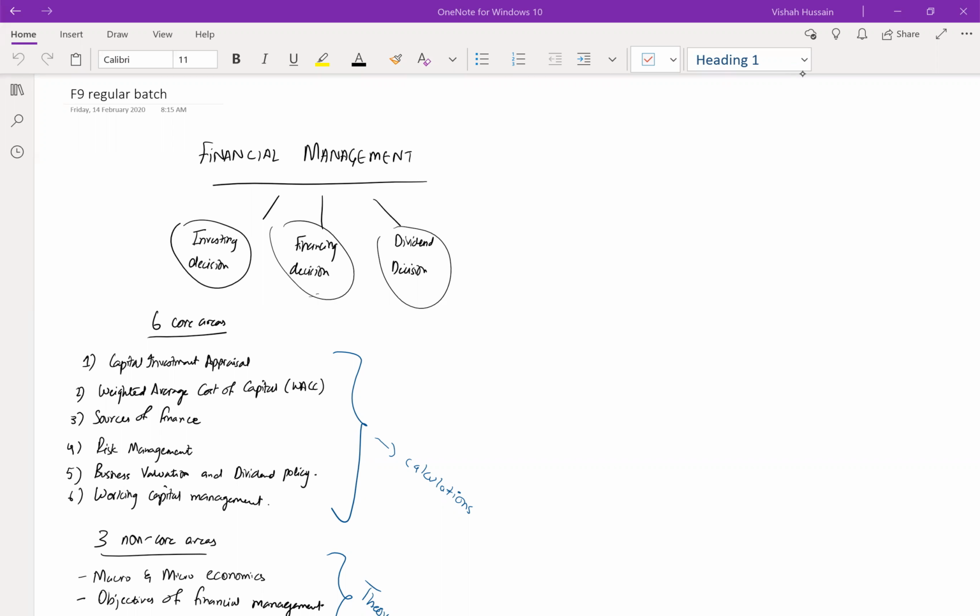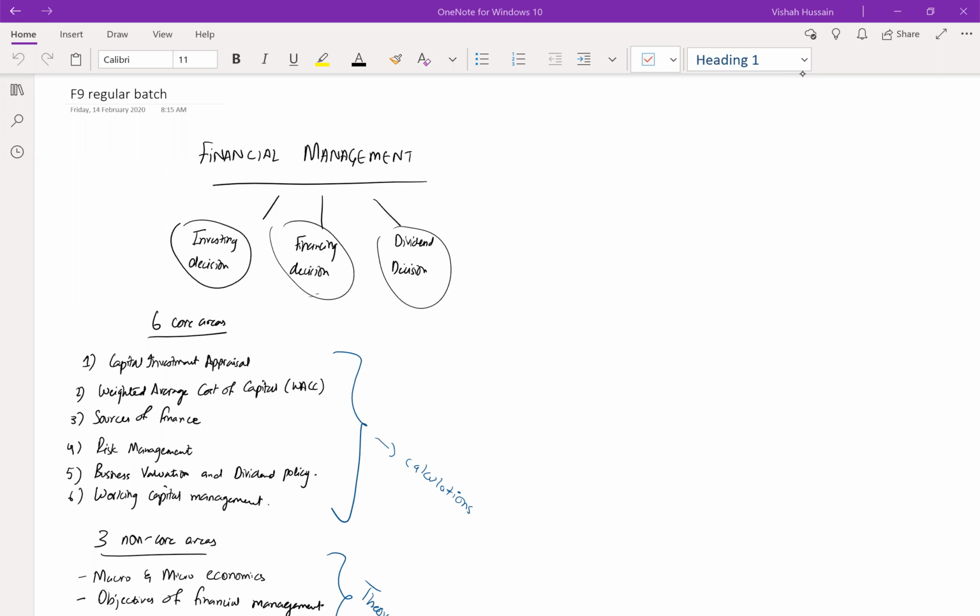All right, let's first discuss the financial management syllabus. There are going to be three areas in financial management. One is investing decision, the second one is financing decision, and the third one is dividend decision.